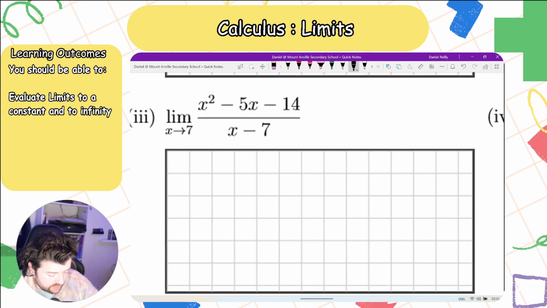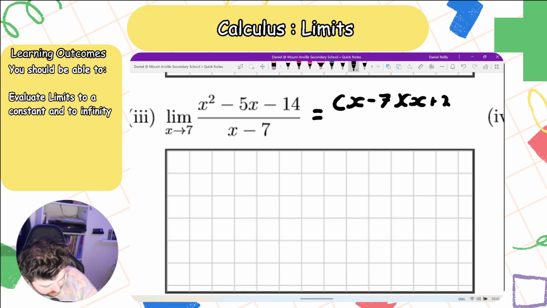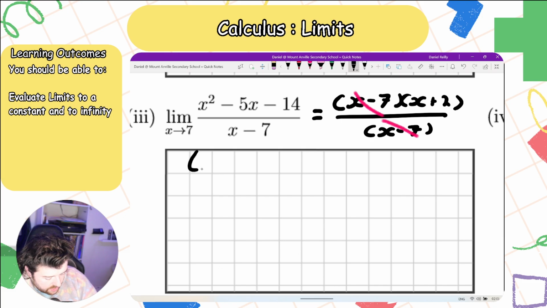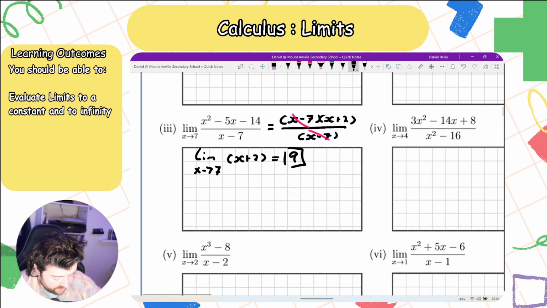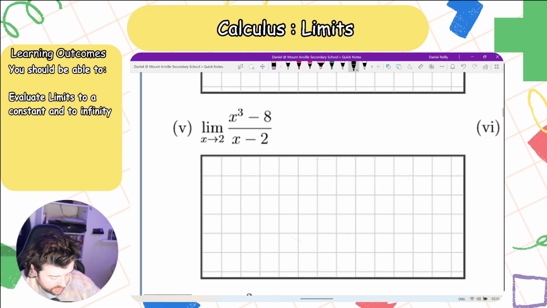x squared minus 5x minus 14 over x minus 7. If I sub x equals 7 here, I'm going to get 0 over 0. I need to factorize. So it's going to be (x minus 7)(x plus 2), divided by x minus 7. Ding, ding. So the limit as x goes to 7 of x plus 2 is 9. Right, one more right here.